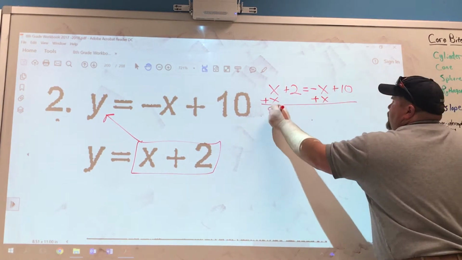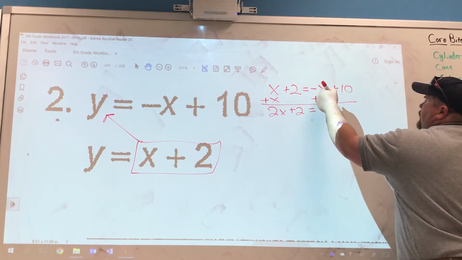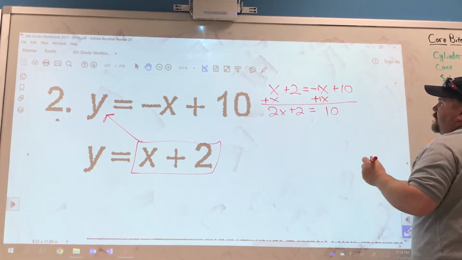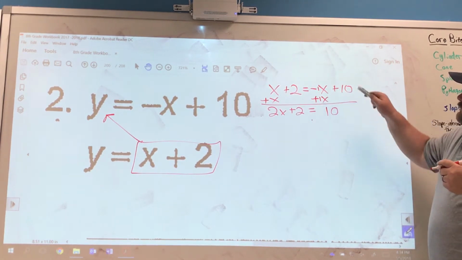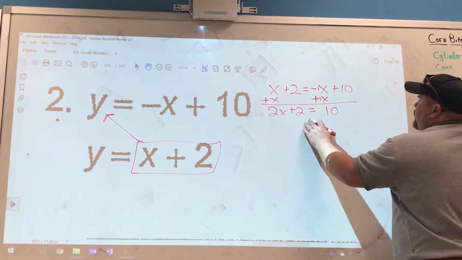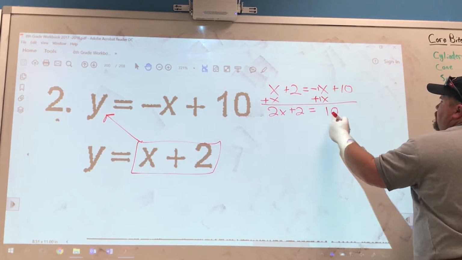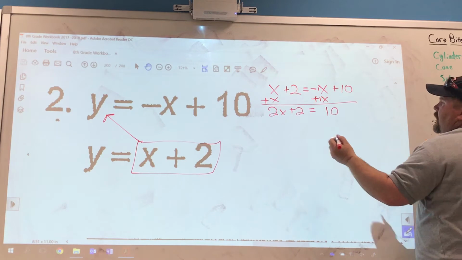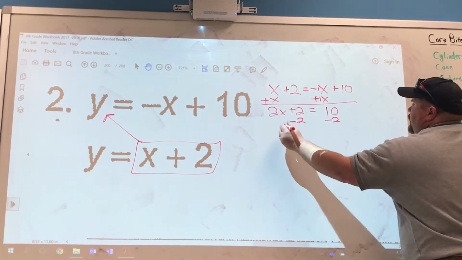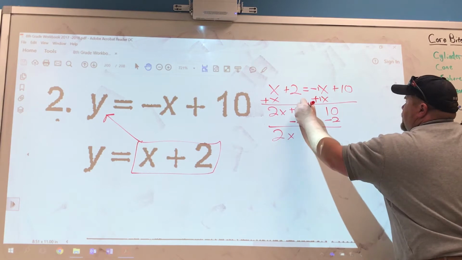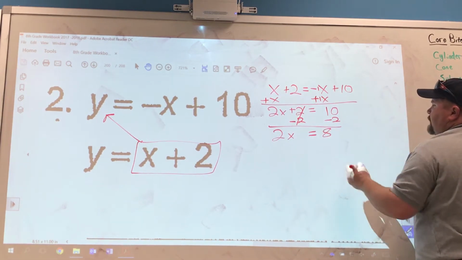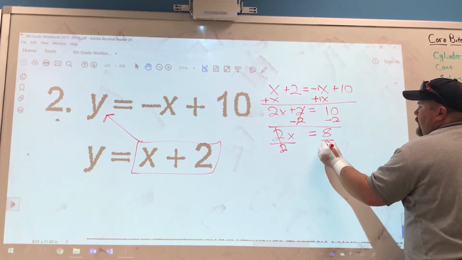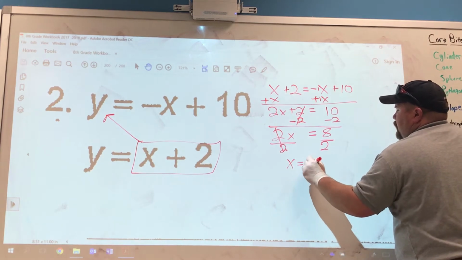If we do it this way, we get 2x plus 2 equals 10, because with these x's, it's a negative 1x and a positive 1x, they cancel each other out. They're gone. So we have 2x plus 2 equals 10. If we're trying to get this x all by itself, we need to get rid of this constant, and it's plus 2. So the opposite of that would be to subtract 2 from both sides. And we get 2x, these cancel out, equals 8. So the last step would be to get rid of the 2, you divide, because they're going to cancel each other out. And we get x equals 4.